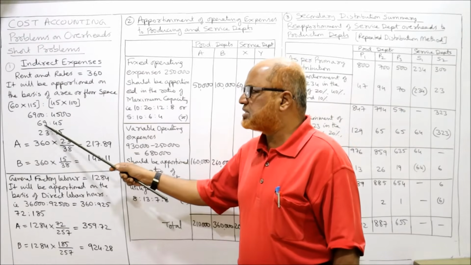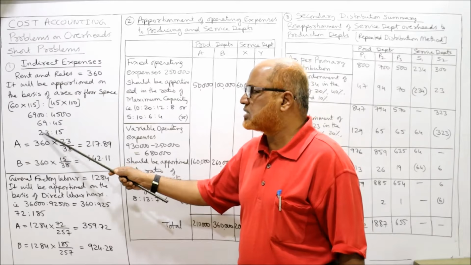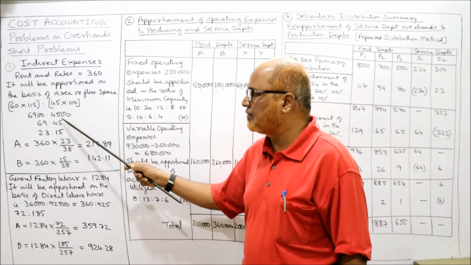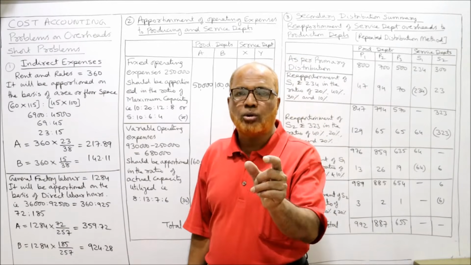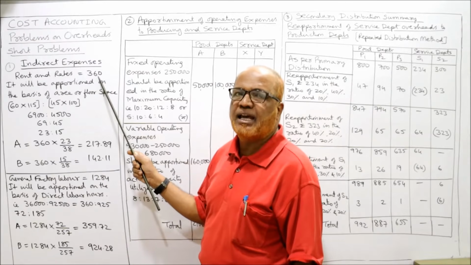Remove two zeros, it will be 69 is to 45. Again we can simplify: 3 2s are 6, 3 3s are 9, 3 1s are 5... sorry, 3 1s are 3, 3 5s are 15. 23 is to 15 is the ratio. In this ratio of 23 is to 15, we divide 360 rupees between A and B.